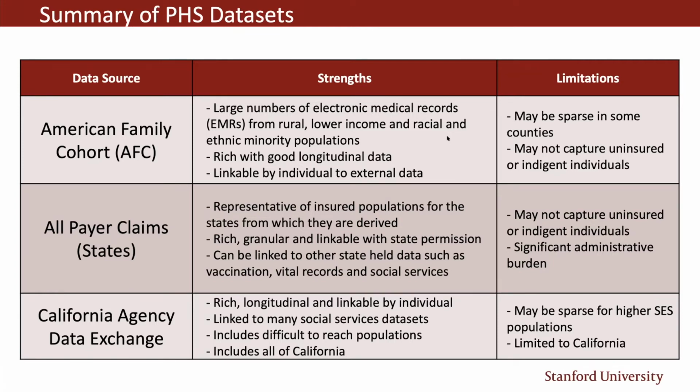We have a relationship with the California Agency Data Exchange. These data take a long time to access, so I'd allow a lot of lead time. But they're particularly good for looking at questions for California. So Medicaid is the spine, and then other social services data sets have been attached to that spine. So virtually any question looking at vulnerable Californians, this is a really extraordinary data resource.